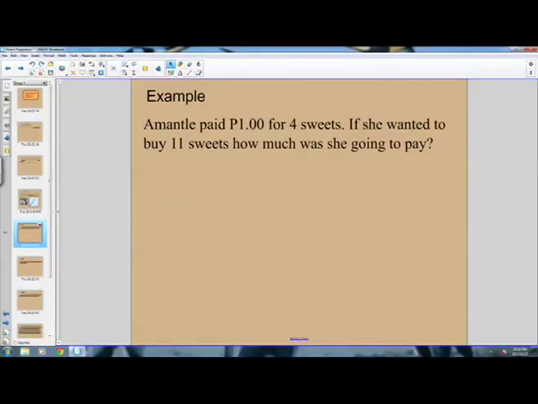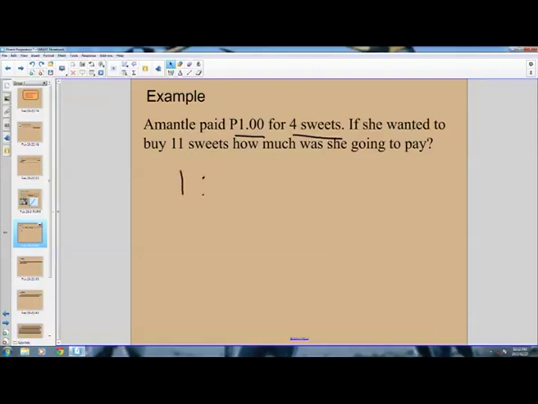This is the example. The example says Amandla paid 1 pula for 4 sweets. If she wanted to buy 11 sweets, how much was she going to pay? Let us remember that Amandla paid 1 pula for 4 sweets. Then it says, if she wants to buy 11 sweets, how much will she pay for 11 sweets? This is how we'll work this out.